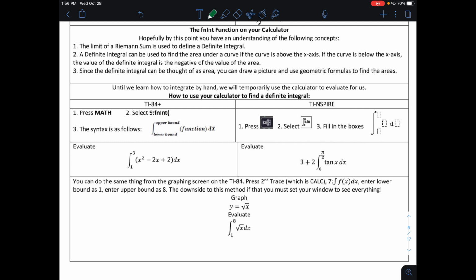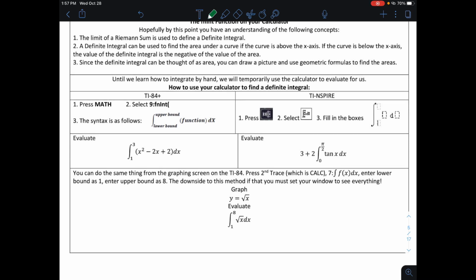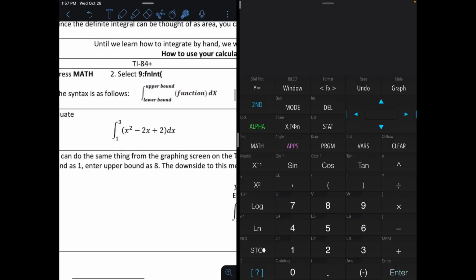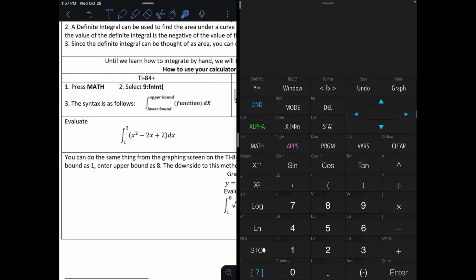Now, for right now, if we encounter a definite integral, we're going to use our calculator to evaluate some of these until we learn some integrating methods. Depending on the calculator you have, there are a couple of steps that you could use to evaluate. An important thing to note is that if you have trig functions, your calculator should always be in radian mode. I'm going to do one here where I have a TI-84 emulator on the screen, and I want to evaluate that definite integral.